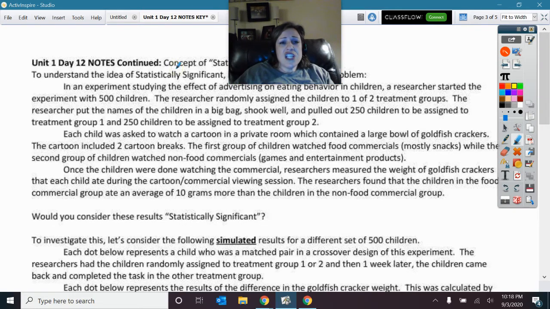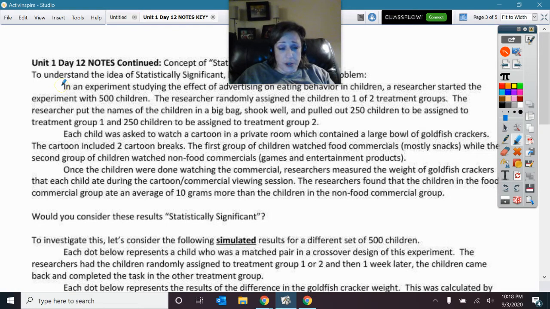I think the best way to understand this is to look at a problem. So say we have an experiment, and we are going to study the effects of advertising on eating behavior in children. A researcher started the experiment. He had 500 children, and he randomly assigned the children to one of two treatment groups. The researcher put the names of the children in a bag, shook well, and pulled out 250 to be assigned to treatment group 1 and 250 to be assigned to treatment group 2.